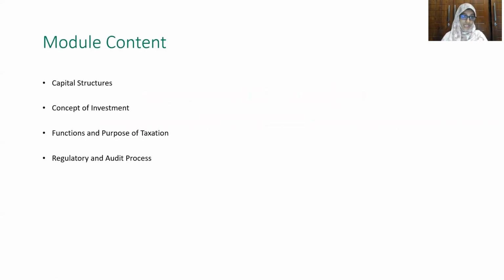So the module content. As you can see, there would be four main module contents or themes. The first would be the capital structures, then the concept of investment, then the functions and purpose of taxation. After that, it would be regulatory and audit process.